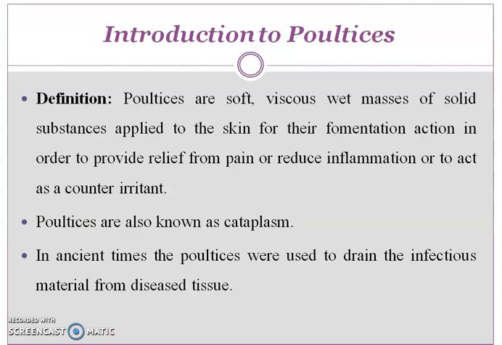Poultice is applied to the affected part after heating it in a china dish with occasional stirring until the heat is tolerated on the back of the hand. The melted poultice is spread as a thick film on a dressing material and applied, as hot as the patient can bear, to the affected area. These are the poultices.